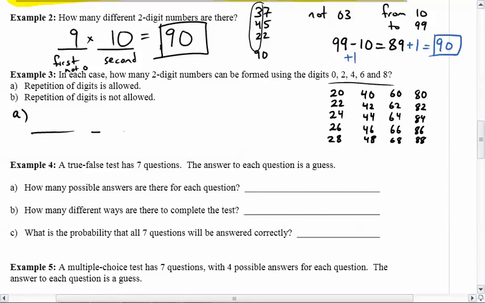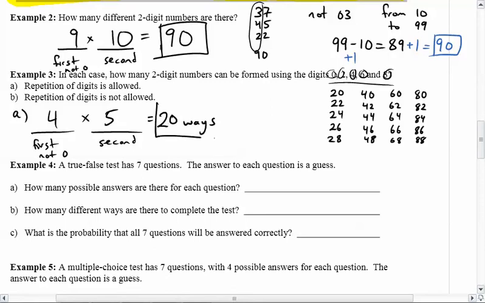So using the fundamental counting principle, we can do first digit, second digit. Again, we're not allowed to begin with 0 because that would make it a one-digit number. So we have 1, 2, 3, 4 numbers to choose from for the first one. But for the second one, we are allowed to choose 0. So we've got 1, 2, 3, 4, 5 options. 4 times 5 is 20 ways, just like we wrote out.